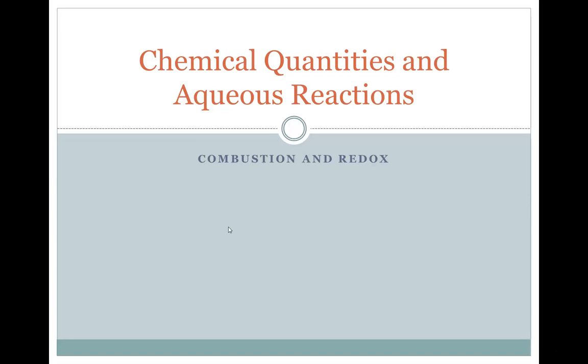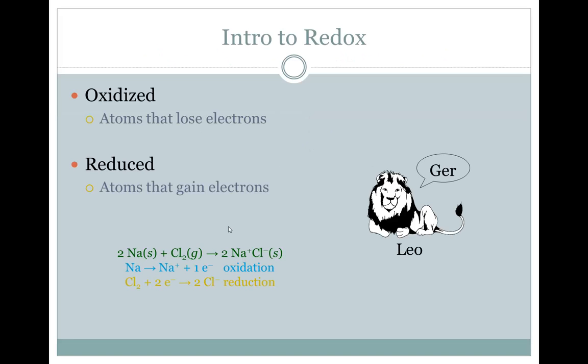In this tutorial, we will be discussing combustion reactions. Combustion reactions are a form of redox. And just as a reminder, redox stands for oxidation and reduction. Oxidized atoms are those that lose electrons, while reduced atoms are those that gain electrons.